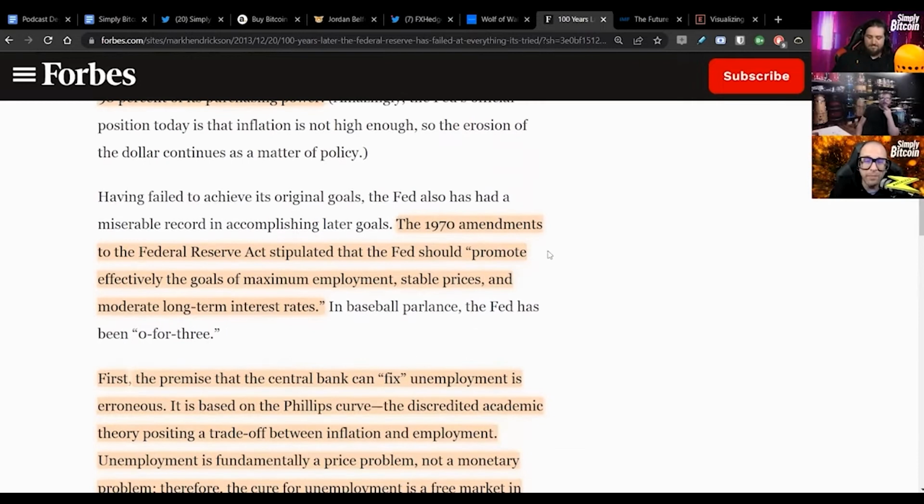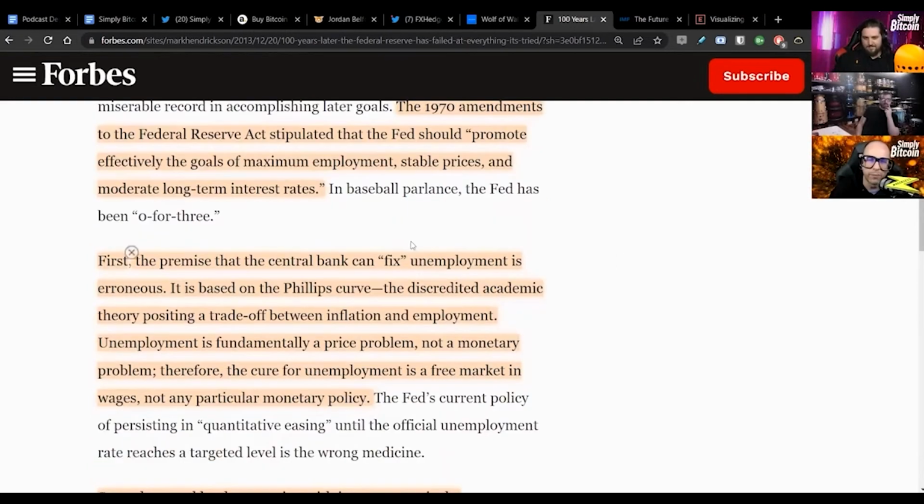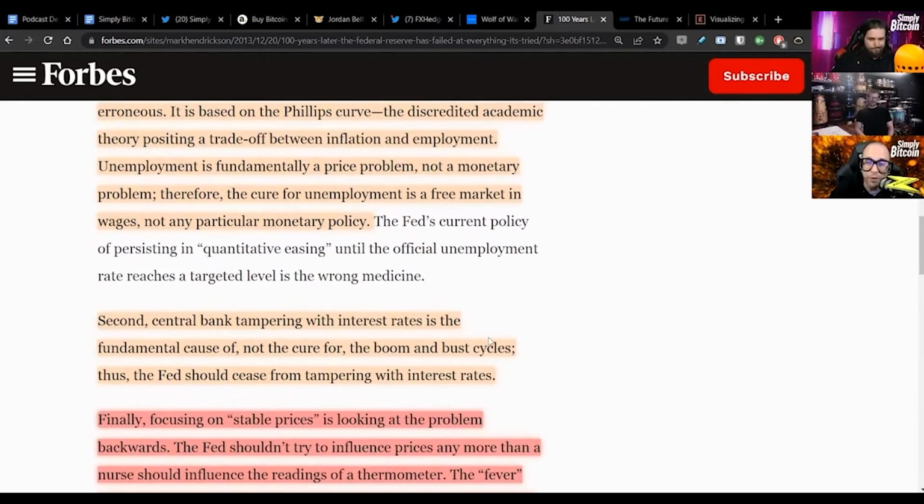The 1970 amendments to the Federal Reserve Act stipulated that the Fed should promote effectively the goals of maximum employment, stable prices, and moderate long-term interest rates. Keep those 3 things in mind. First, the premise that the central bank can fix unemployment is erroneous. It's based on the Phillips curve, the discredited academic theory positing a trade-off between inflation and employment. Unemployment is fundamentally a price problem, not a monetary problem. Therefore, the cure for unemployment is a free market in wages and not particular monetary policy.